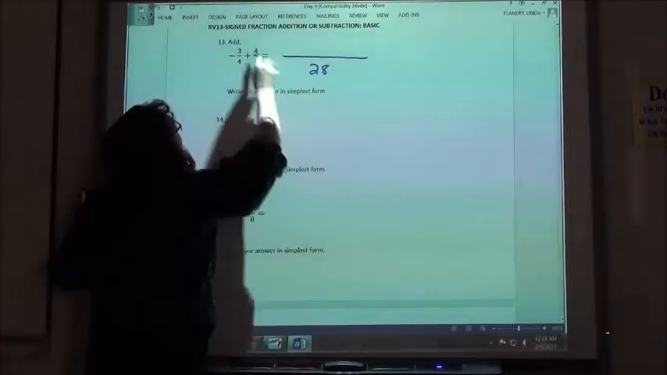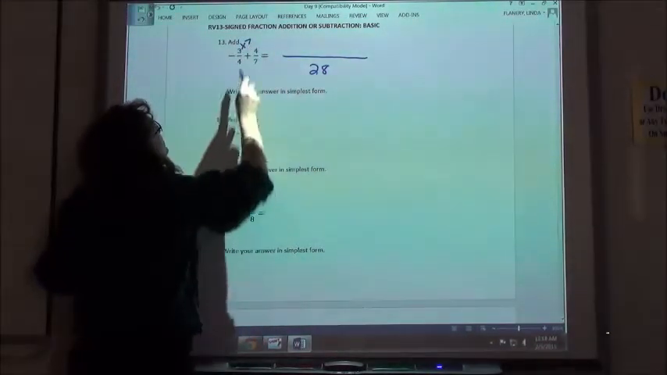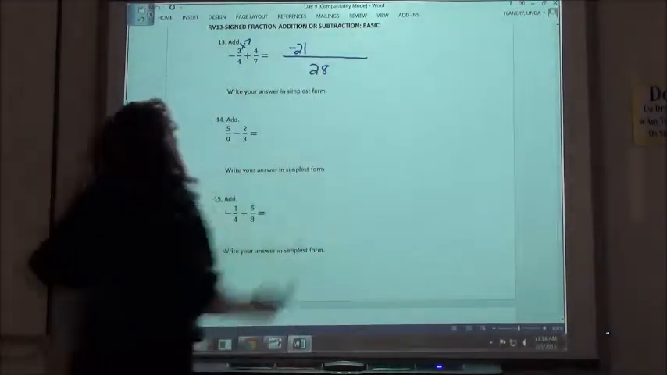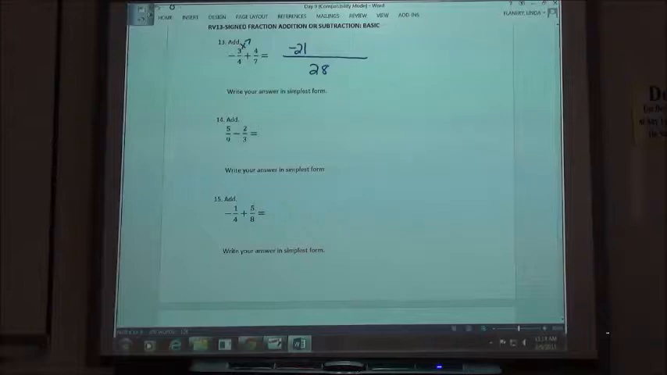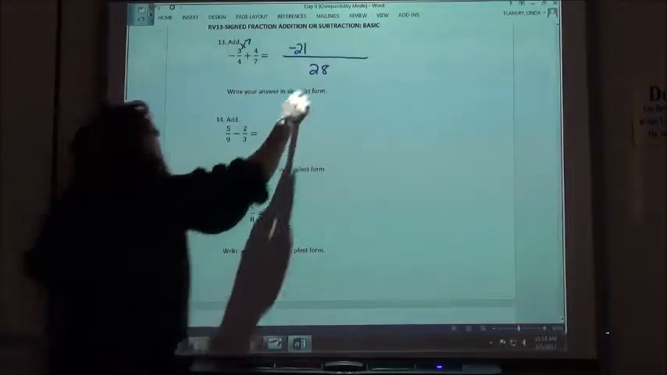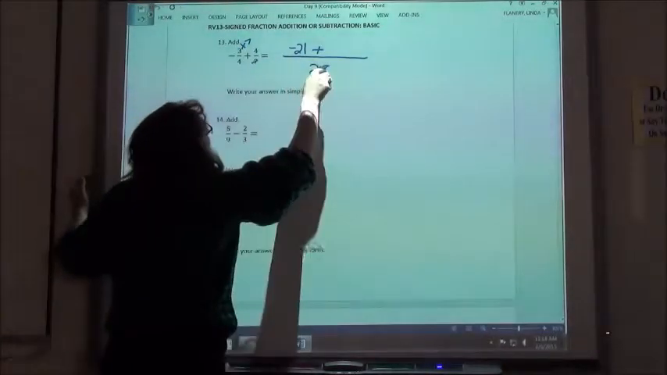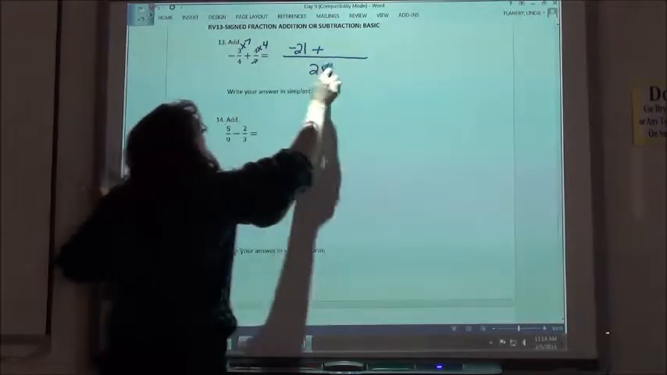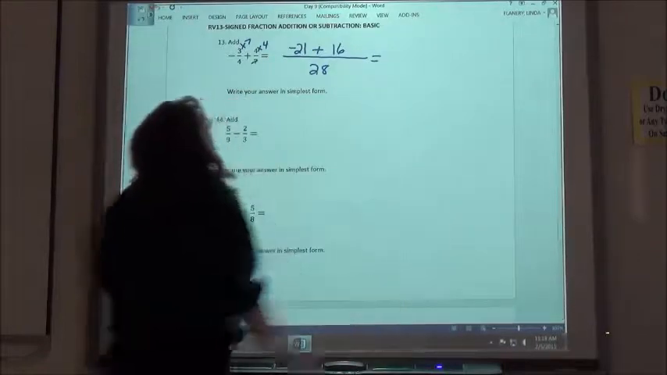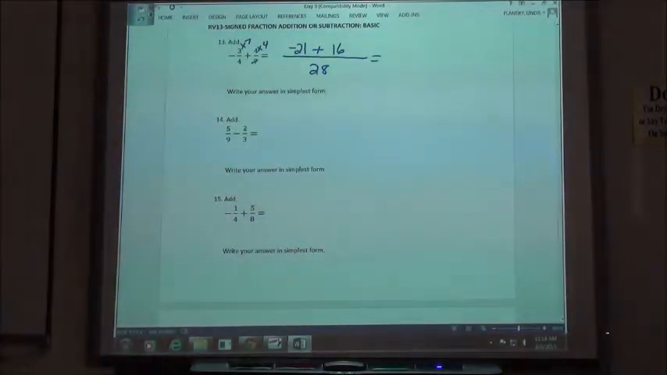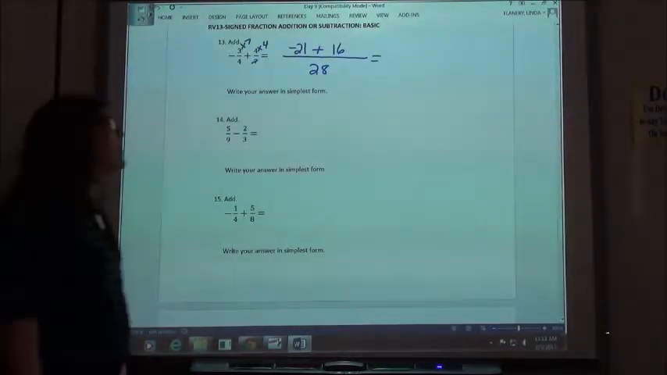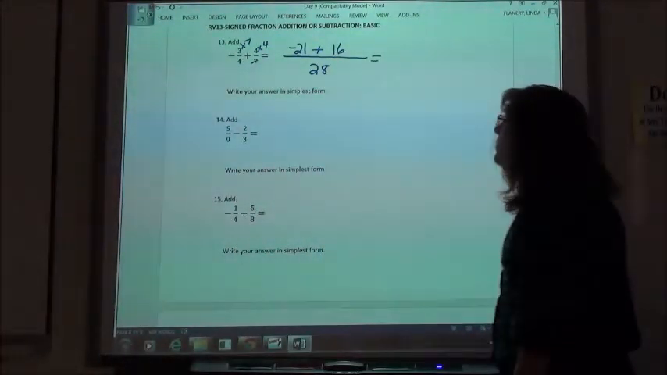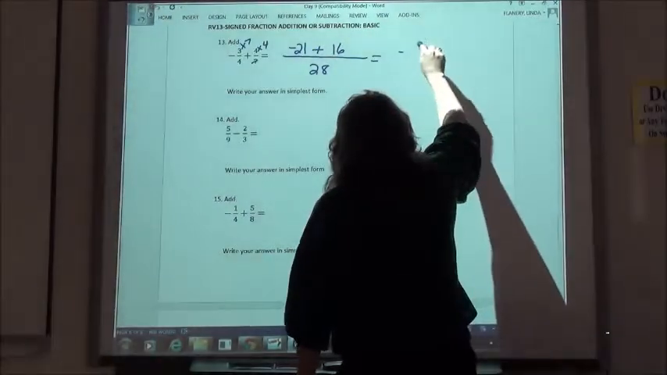4 goes into 28 7 times. I'm taking 7 times a -3, so that one's going to be -21. That minus sign stays in front there. Then I'm going to have plus 7 goes into 28 4 times. 4 times 4 is 16. Now I just do the work on the top of my fraction. I'm going to take negative 21 plus 16. Negative 21 plus 16 is negative 5.